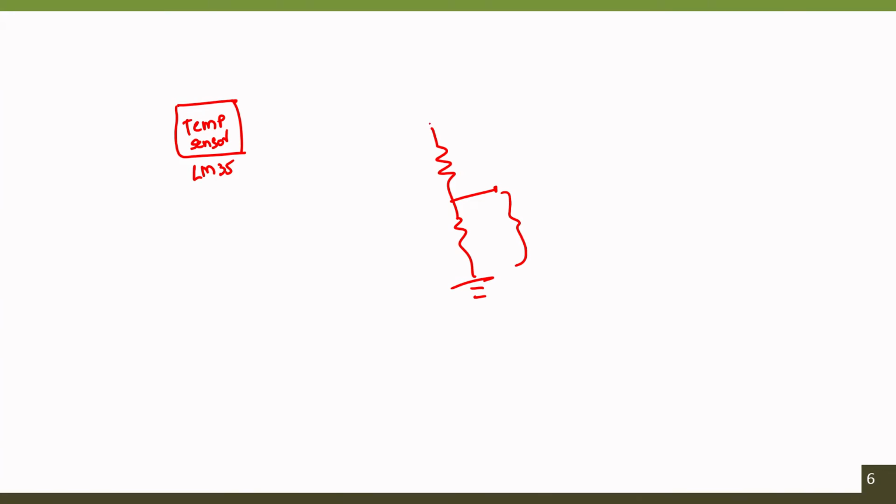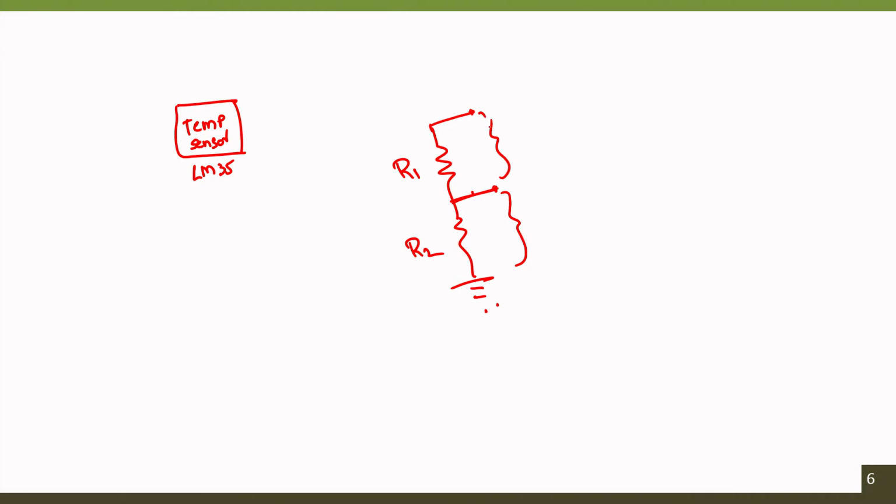Whereas if the requirement is to measure the difference between two terminals, across this particular resistor, say R1, where neither terminal is connected to ground, in such cases we need to use a differential input. The voltage at this point with reference to the ground is different from the voltage at that point with respect to the ground, so we need the difference between these two terminals.